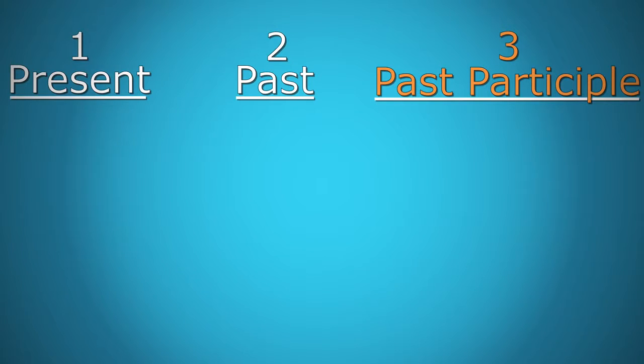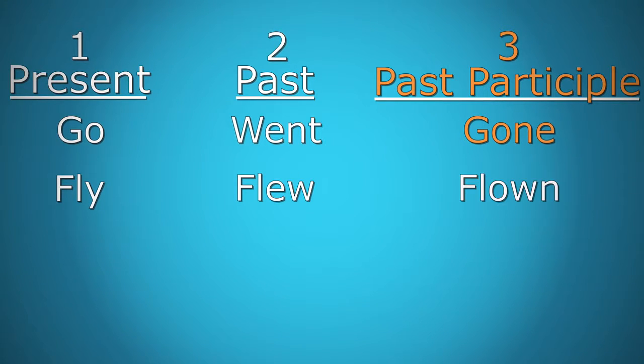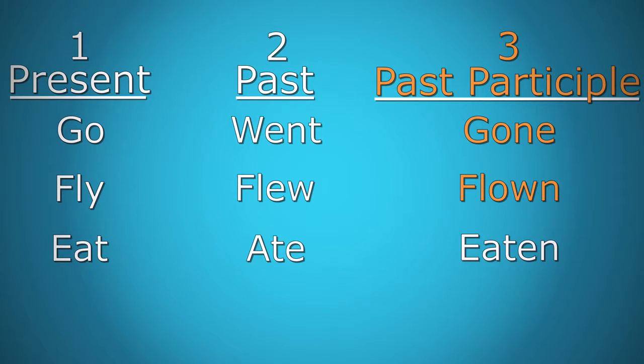For example, go, went, gone. Gone is the past participle. Fly, flew, flown. Flown is the past participle. Eat, ate, eaten. Eaten is the past participle.